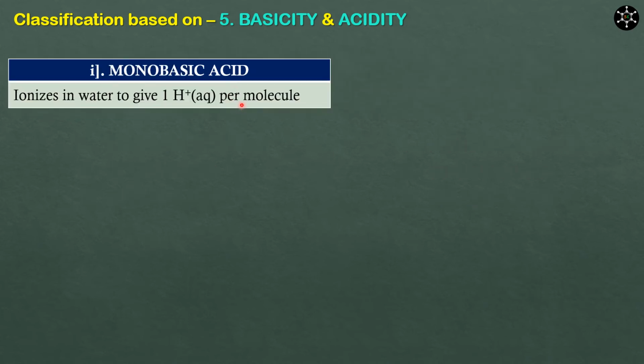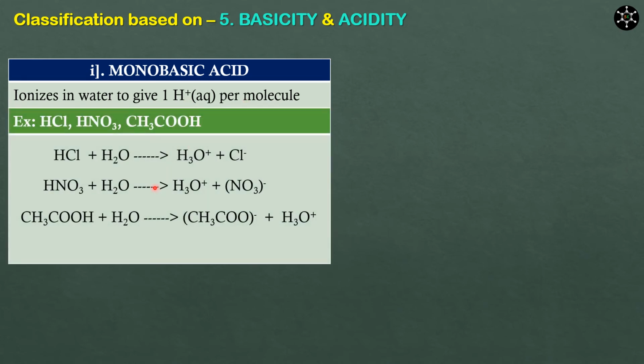Monobasic acid ionizes in water to give 1 H+ or 1 H3O+ ion per molecule. A few examples and their dissociation can be seen here. Observe, for one acid molecule considered, we are having 1 H3O+ on the product side. So, we say these acids have basicity 1. Not all the hydrogens present in the acid molecule are acidic. For example, in acetic acid, these three hydrogens are not acidic. Only this hydrogen is acidic and is capable of coming out when we put acetic acid into water.